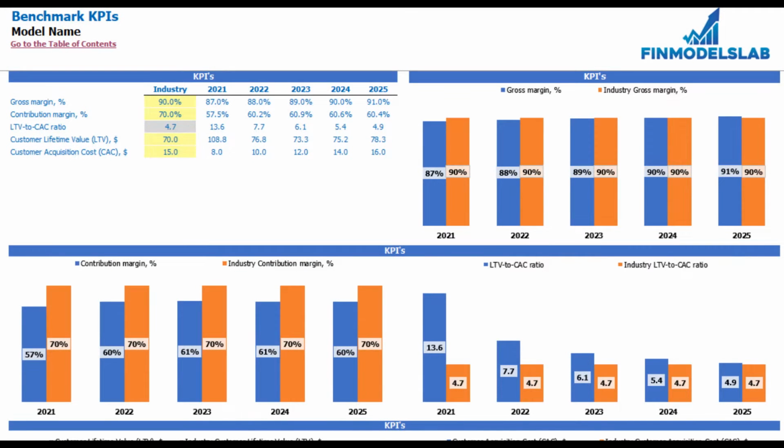On the Benchmark KPIs tab, you may see the industry benchmark KPIs and compare them with numbers generated by the model. So you have gross margin percentage, contribution margin percentage, LTV to CAC ratio, customer lifetime value, and customer acquisition cost. So on the yellow cells, you may set up your average industry benchmark, and in the white cells, you may see the numbers calculated by the model and by the drivers which you input inside.